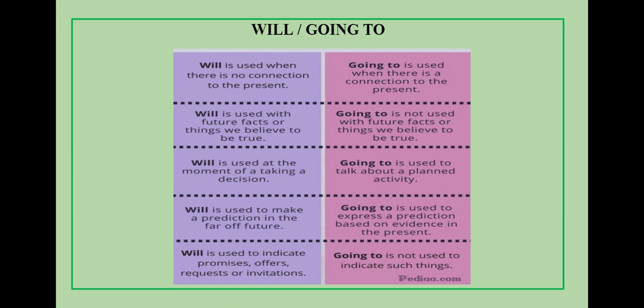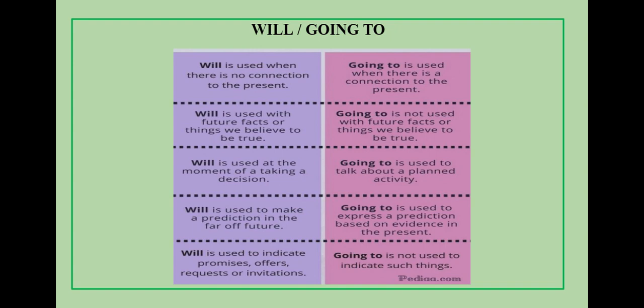Will is also used for plans or decisions made at the time of speaking. Like, if someone asks you, what would you like to eat? So, you will say, I'll have a pizza, please. So it is used for plans or decisions made at the time of speaking.